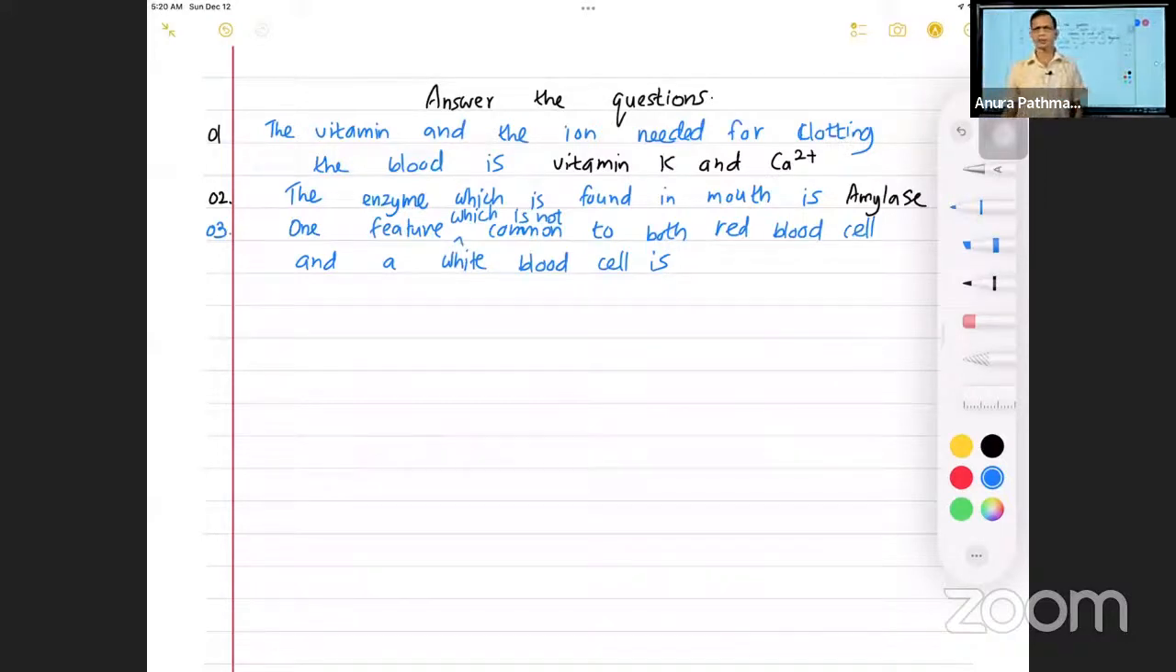Which feature is not common? You know, the red blood cell does not have a nucleus. White blood cell has a nucleus. So what is the answer? The nucleus. White blood cell has it, red blood cell does not have it.